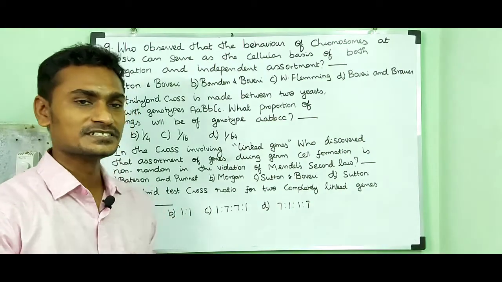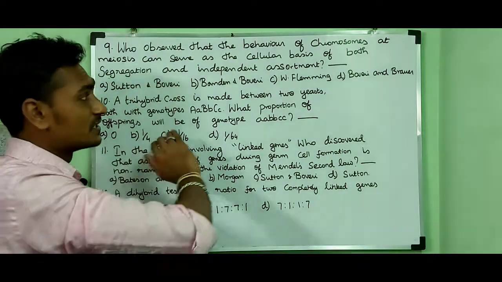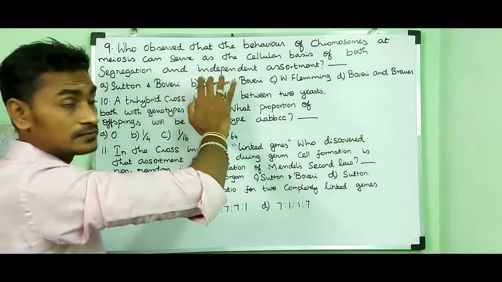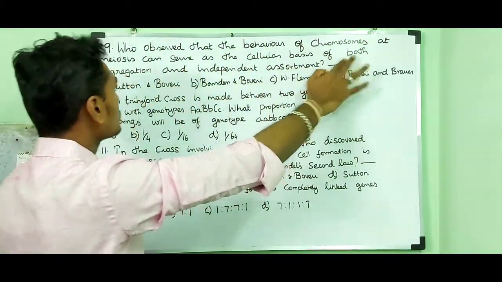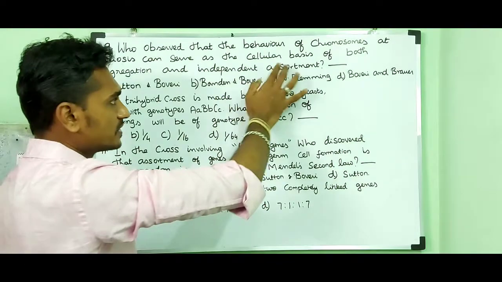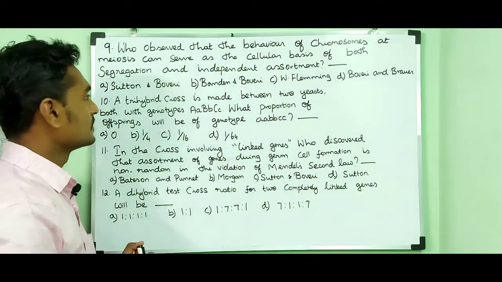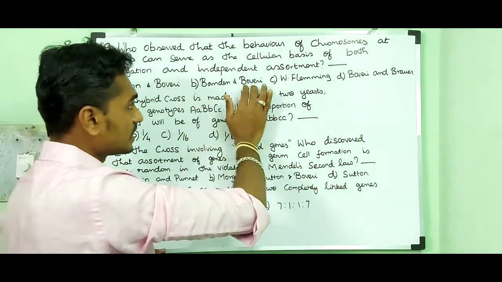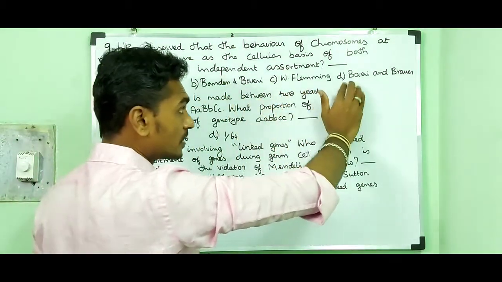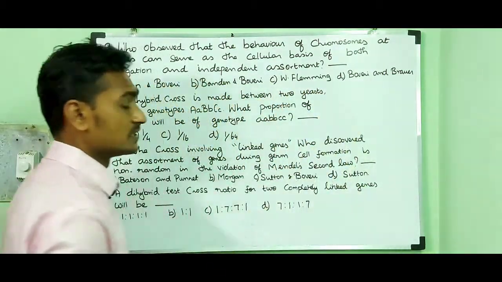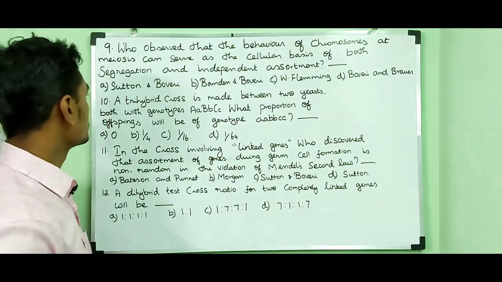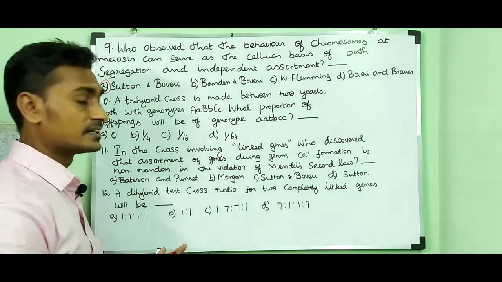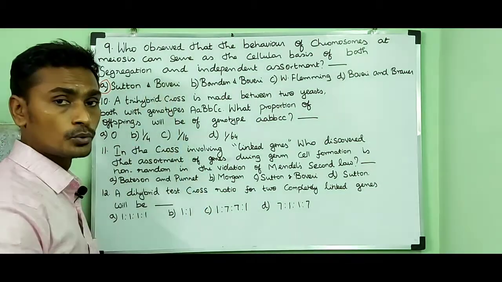The ninth question: who observed that the behavior of chromosomes at meiosis can serve as the cellular basis of both segregation and independent assortment? Option A, Sutton and Boveri. Option B, Bateson and Boveri. Option C, W. Fleming. Option D, Boveri and Bateson. So the right option is option A. It is a direct question and the answer is Sutton and Boveri.